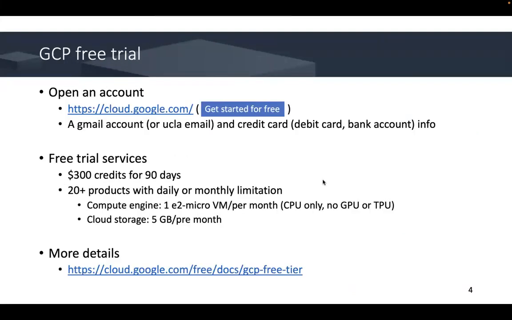To open a GCP account is similar to AWS. First, go to the website cloud.google.com and click the icon Get Started for free. You will need a Gmail account to sign up. Next, choose your country and accept the terms and conditions. You will also need to provide your credit card information, but the same, you won't be charged unless you upgrade your plan. You'll get a free trial with $300 for 90 days.